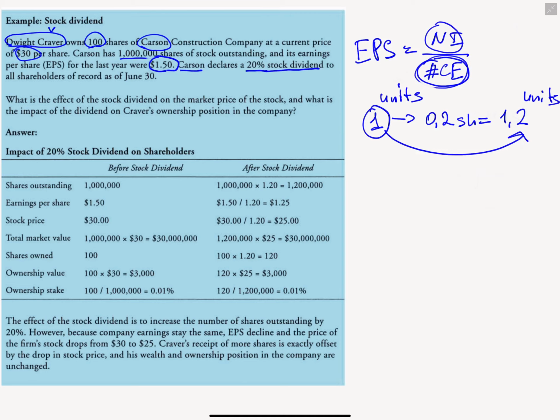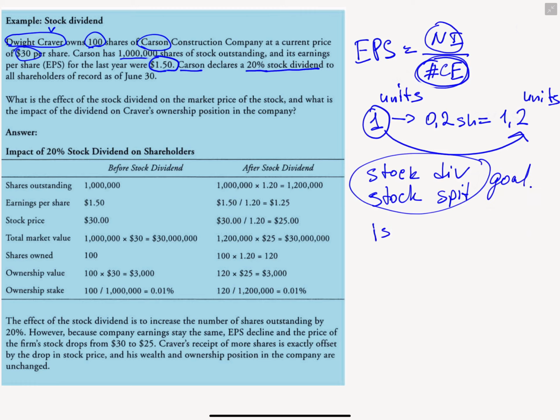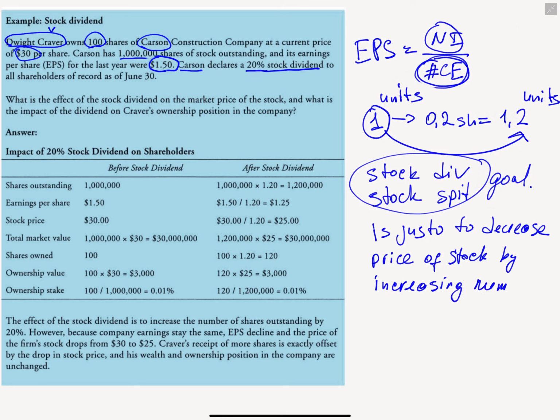Then what effect does this distribution of new stock have? Because stock dividend and stock split, their aim is just to decrease the price of stock by increasing the number of stocks. Okay, number of stocks.